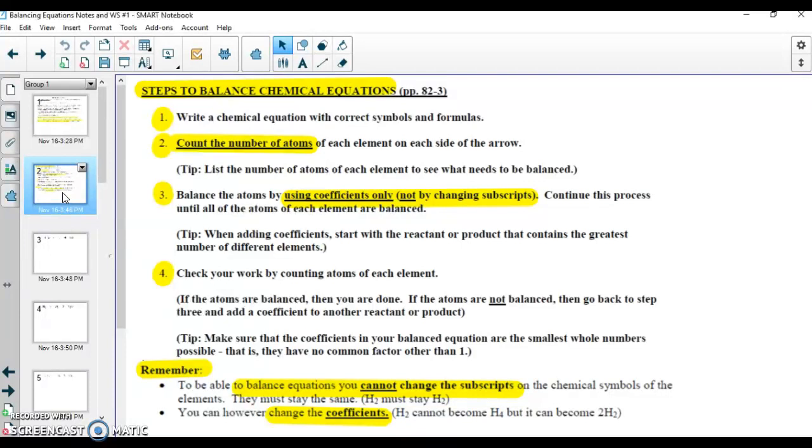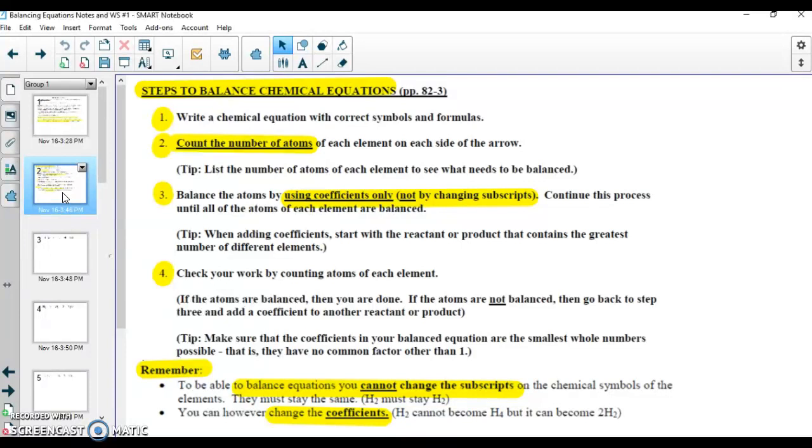If you have counted the atoms and it's unbalanced, the only thing you can do to balance those atoms is to add coefficients. You cannot change the subscript at all. So if it's CO2, it's got to stay CO2, but you can put a number in front, the big number. And you continue to add coefficients until you get the atoms of each element balanced on either side. So after you add the coefficient, you check your work, and you keep adding coefficients until it's balanced.